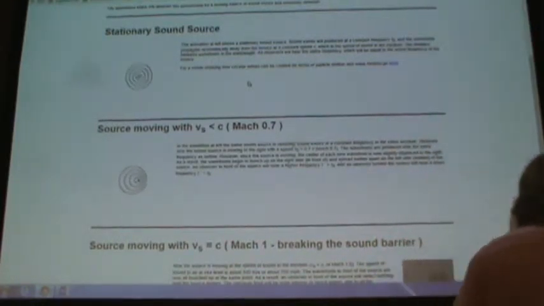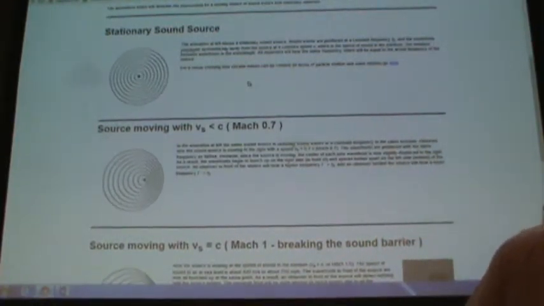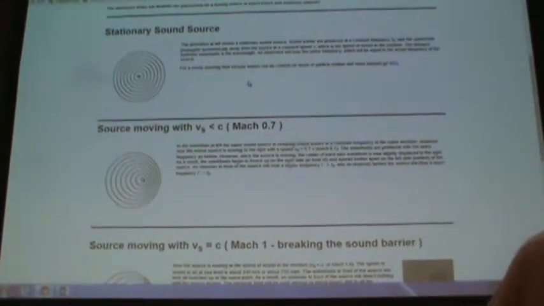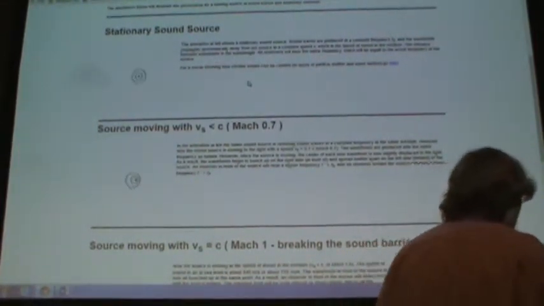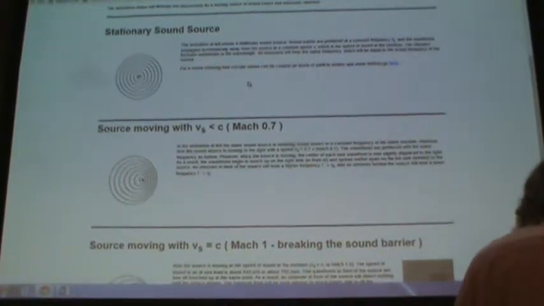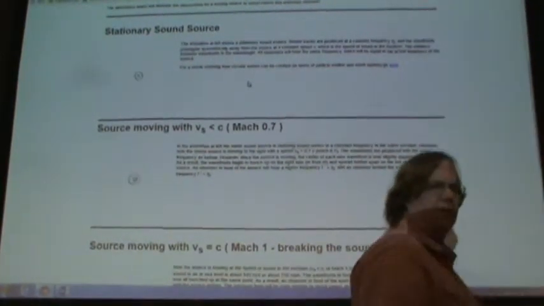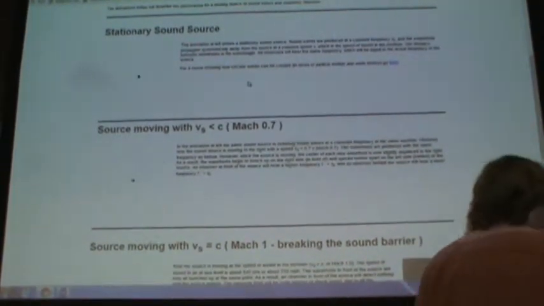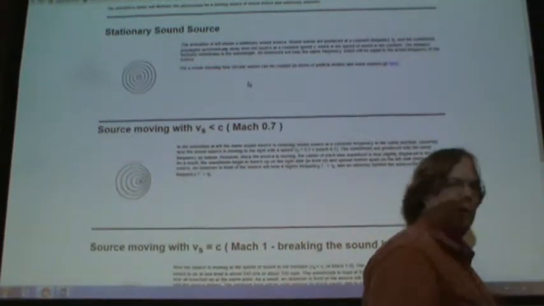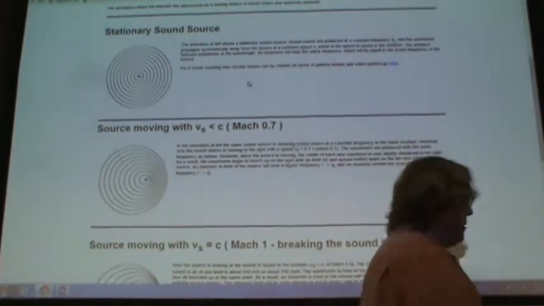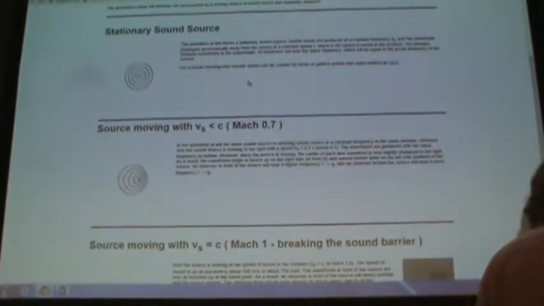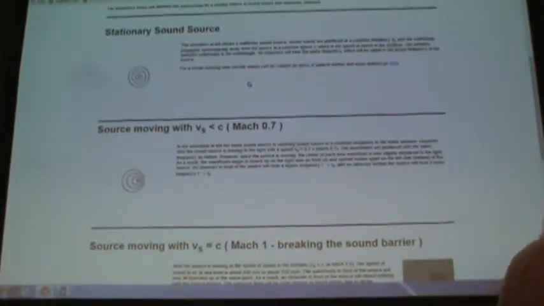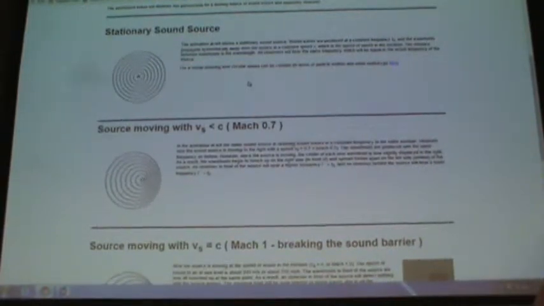But what if this guy's in motion? He releases a wave. A moment later, this wave is here. But this guy's moved. He's here now. So he releases a wave. And do you see how these two successive waves are closer together? Now, this wave moves to here. This wave moves to here.